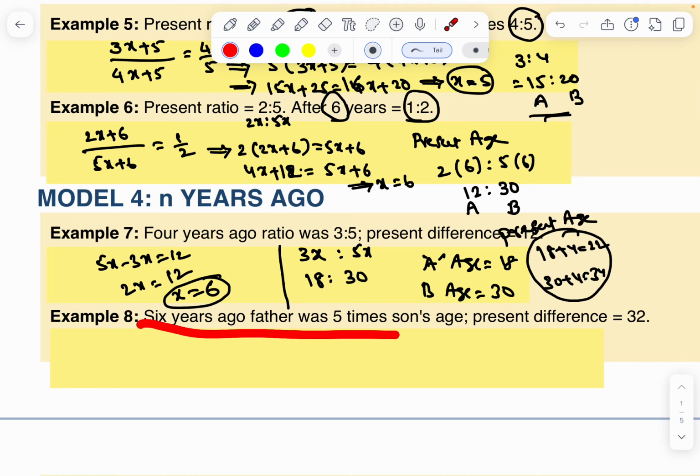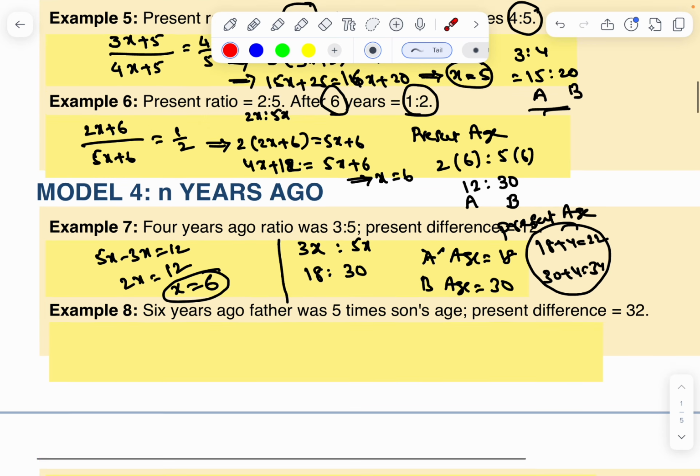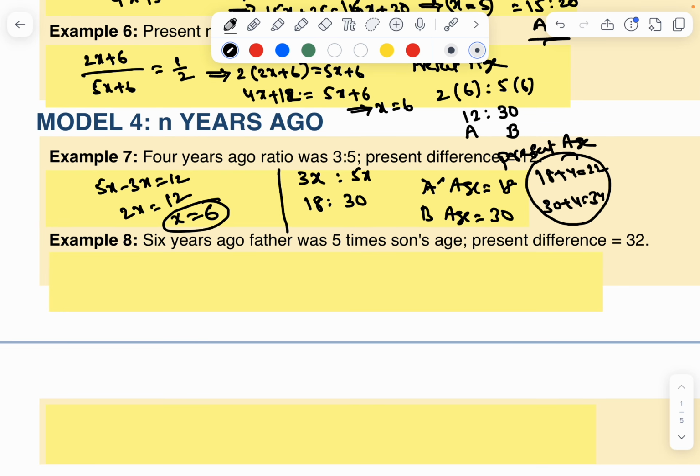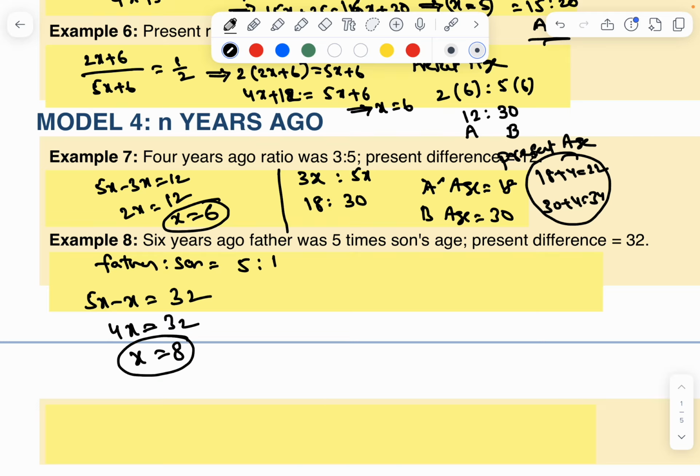Okay. Next question. 6 years ago, father was 5 times of the son's age. Present difference is 32. What is the answer? First of all, 6 years ago, 5 times, father is to son, 5 is to 1. Therefore, 5x minus x is equal to 32. Therefore, 4x is equal to 32. X is equal to 8.